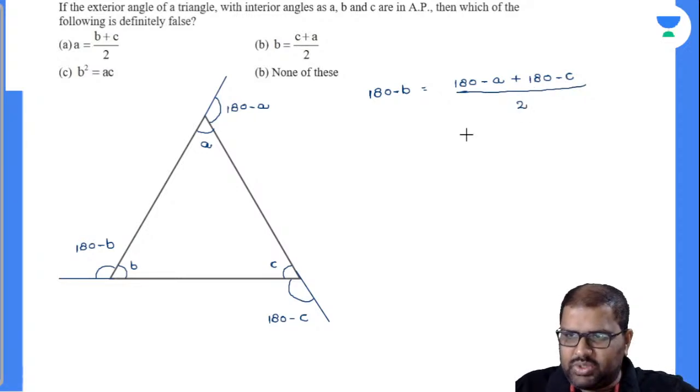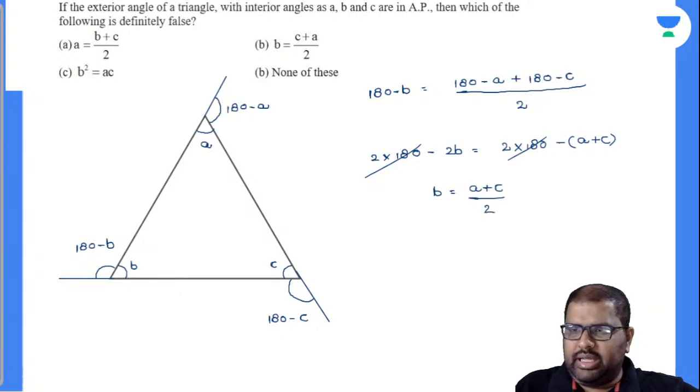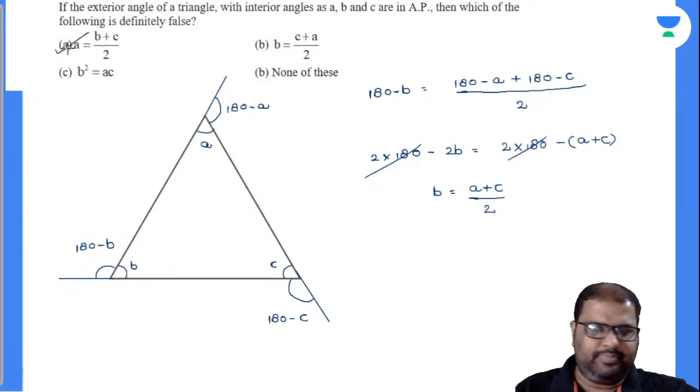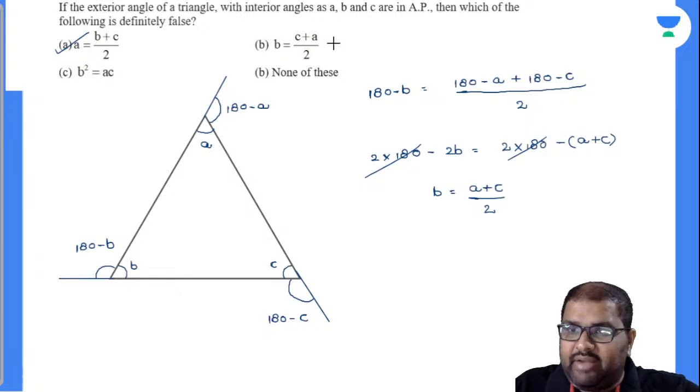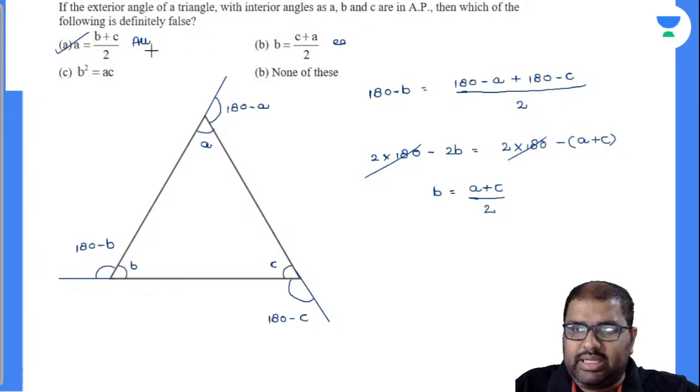Yes, very good. C also satisfies for the equilateral triangle there. So this will be 2 into 180 minus 2B is equal to 2 into 180 minus A plus C. So automatically 2 into 180 gets cancelled. B is equal to A plus C by 2. This is the condition formed. This condition is valid for all triangles in this case, so it is true.